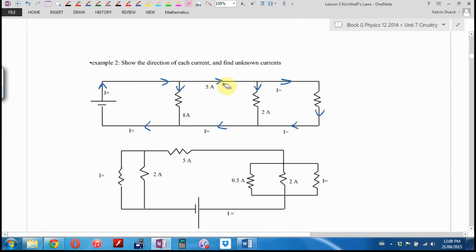How many amps went this way? So if I had 8 go this way, 5 go this way, how many amps must have been flowing in? 13? How many amps right here?